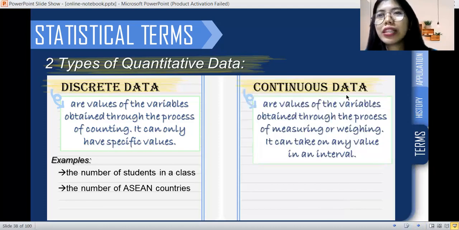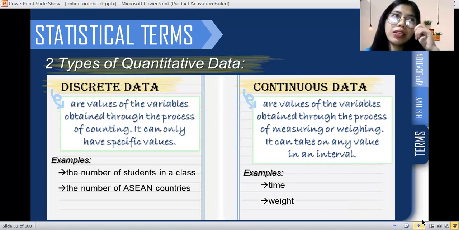While the continuous data are the values of the variables obtained through the process of measuring or weighing. It can take on any value in an interval. Meaning to say again, kapag continuous, pwede na siyang fraction form or naka-decimal form. For example, we have the time, for example, 2 hours and 30 minutes, mga 2.5 hours, ganyan.